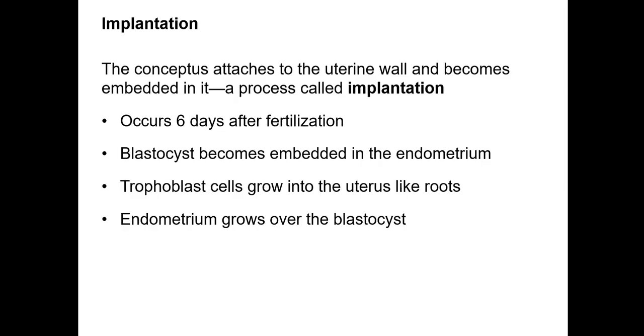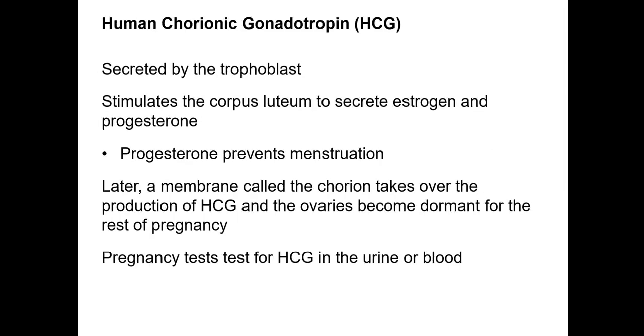Again, this is when that blastocyst embeds into the endometrium. This is when the trophoblast cells start growing into that uterine lining, and the endometrium itself will grow over that blastocyst to allow pregnancy to truly begin.